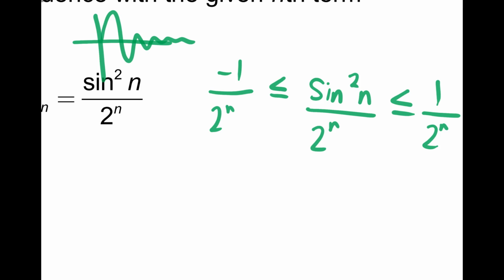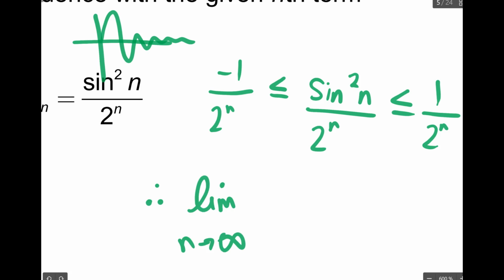Cool. And why is it -1 and 1? Well, sine goes from -1 to +1. I just want to be able to bound it by a function that I know is going to be less than it every time, and a function that I know is going to be greater than it every time. And guess what? If both of those go to 0, that means the one in the middle has to go to 0 as well. Therefore, the limit as n approaches infinity. As n goes to infinity, 1 over 2 to the n goes to 0.